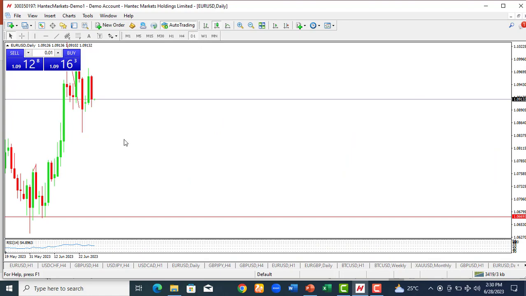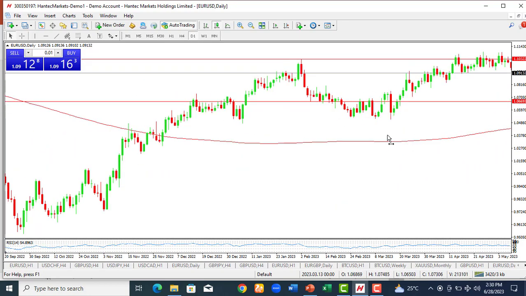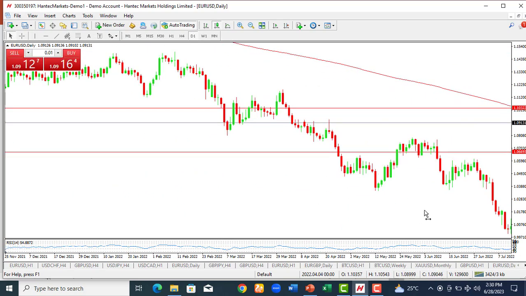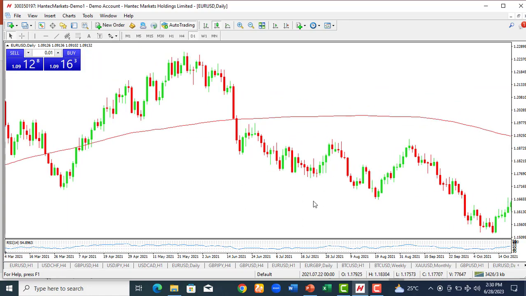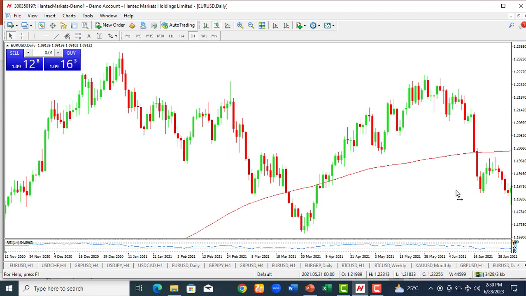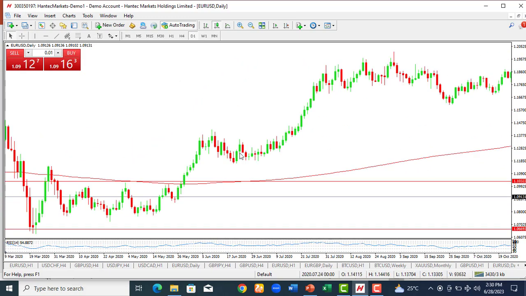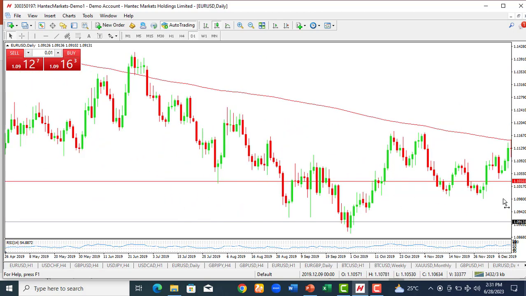Let me use a much higher time frame on this particular chart. Remember, we are checking for bullish regular divergence.